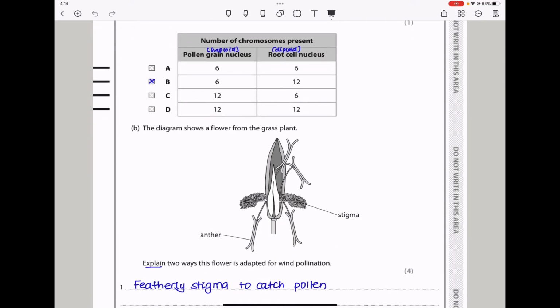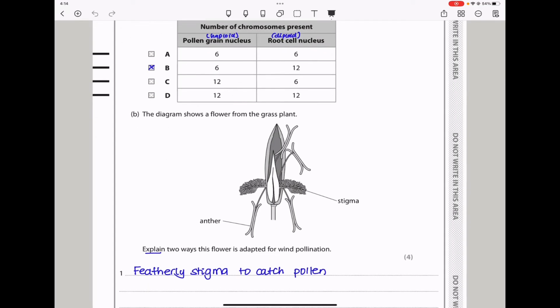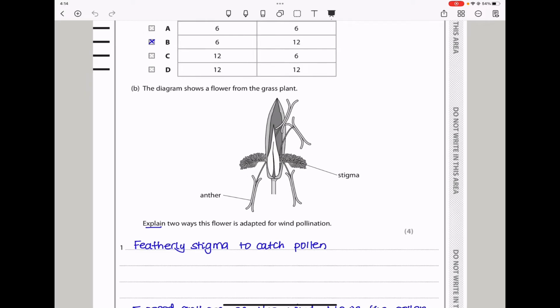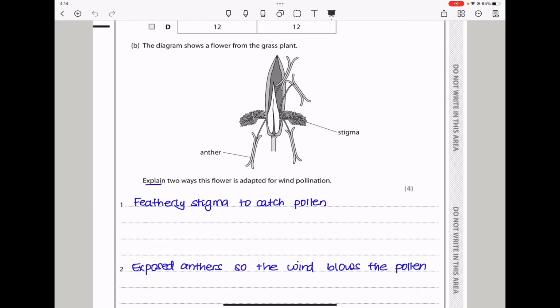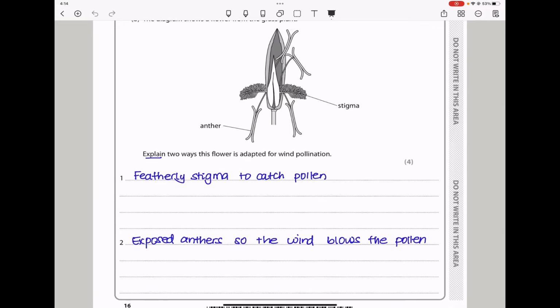Moving on. In part B, the diagram shows a flower from the grass plant. So we have the stigma as well as the anthers. They say explain 2 ways this flower is adapted for wind pollination. The stigma is feathery so that it can trap the pollen, and then we can see the anthers are exposed so that the wind can blow the pollen away from them in order for it to be dispersed.